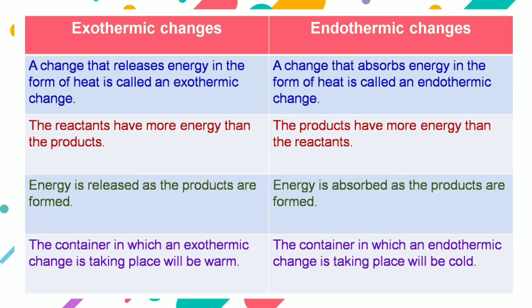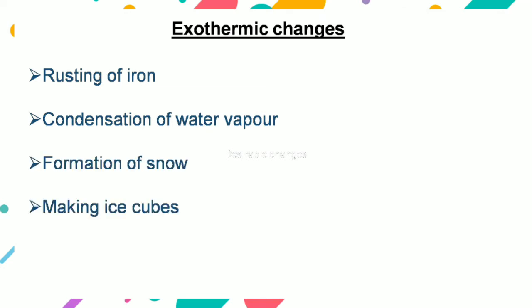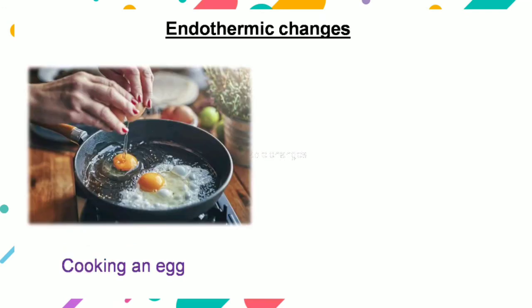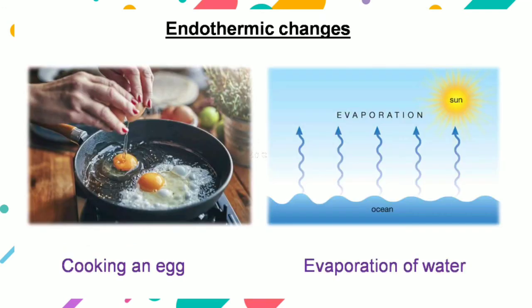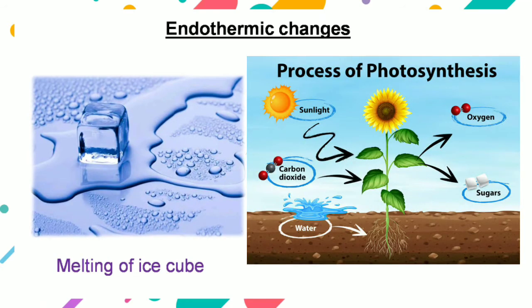Some examples of exothermic changes are rusting of iron, condensation of water vapor, formation of snow, making of ice cubes from water, burning of sugar, because all these changes take place by releasing heat. And some examples of endothermic changes are cooking of an egg, evaporation of water, melting of ice cubes, photosynthesis, etc. Because all these changes occur by absorbing energy.